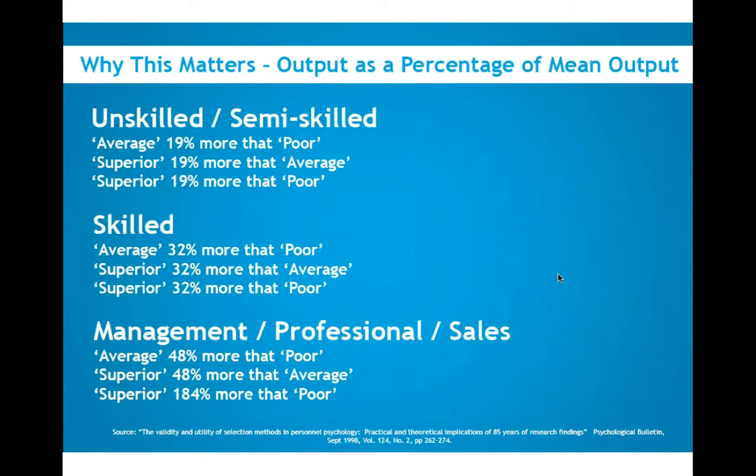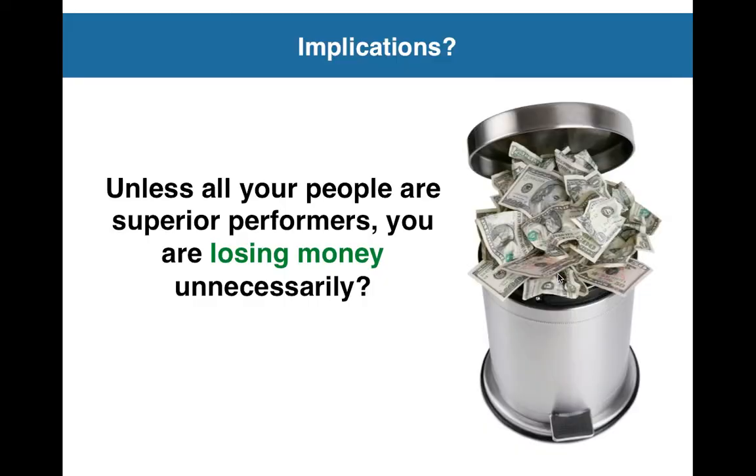Just take a look at the last point, which is the difference between the poor and superior performers for the management, professional, and sales position. It is 184%. And that is huge. I couldn't tell you enough how much the implication of this difference is, but in reality, unless all your people are superior performers, you are losing money unnecessarily.